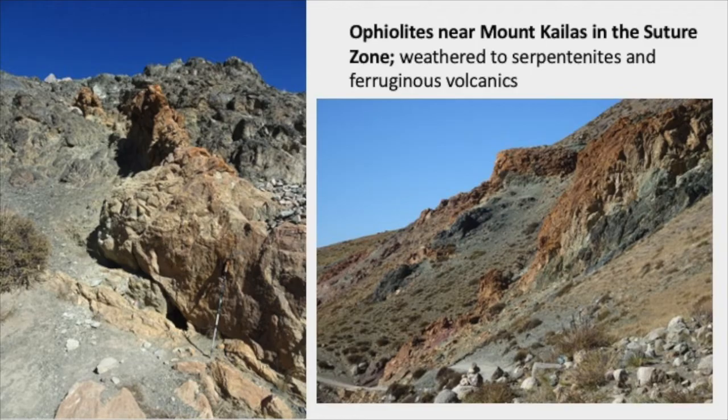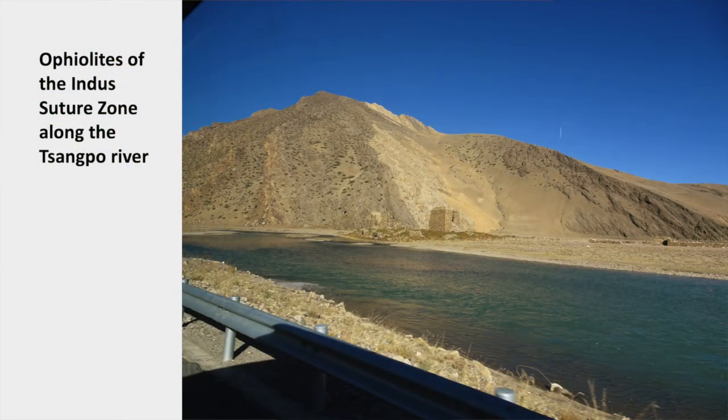And here they are, deep green colored rocks, serpentinites, and basic igneous rocks which have weathered badly to these rusty colors. And here, going along the Tsangpo River, which follows the line of the suture zone, you can see these weathered ophiolites.